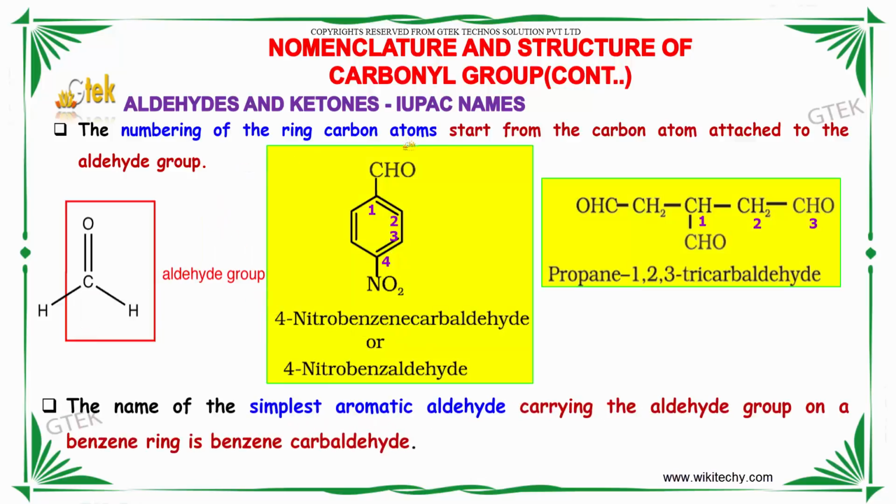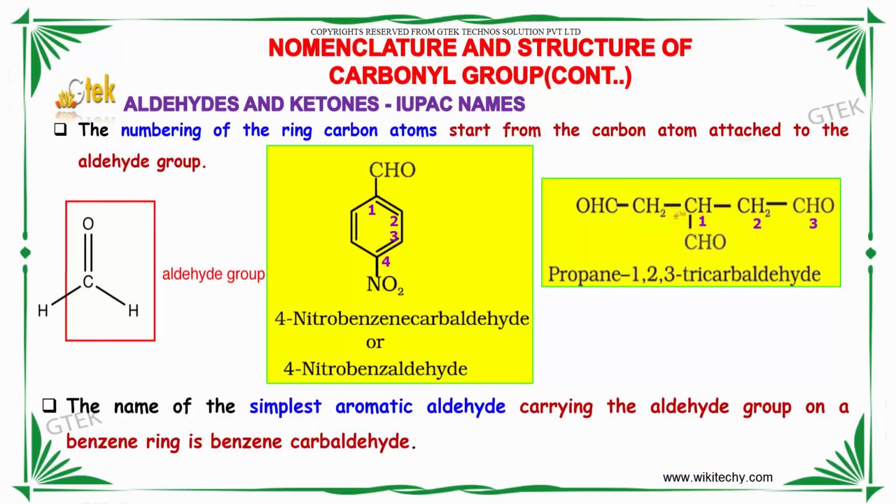The numbering of ring carbon atoms starts from the carbon atom attached to the aldehyde group. So we know that this is the aldehyde group present here. So the numbering would start from here 1, 2, 3 and 4. So the nitro group will be at the 4th position. So the name of this compound would be 4-nitrobenzenecarbaldehyde.